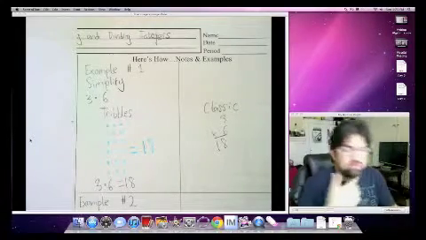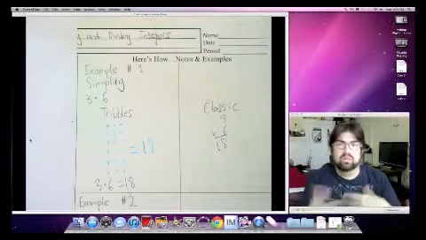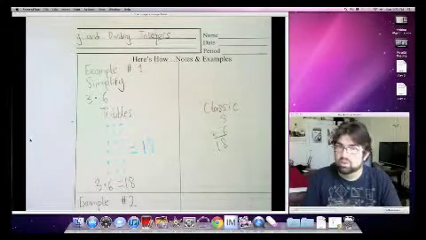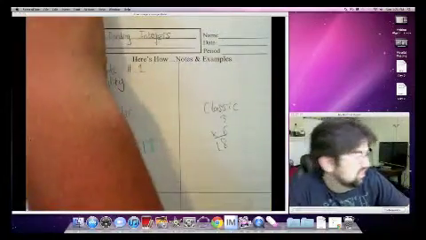Now for the rest of the examples, this is about integers. So these are both positives. Now we need to talk about what happens when I have a negative and a positive, or God forbid, a negative and a negative. So here we go.